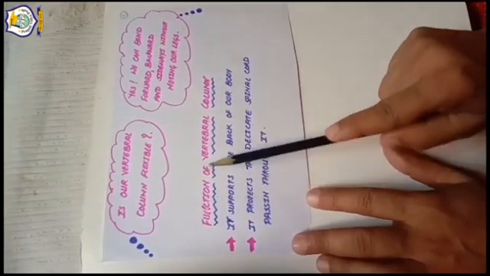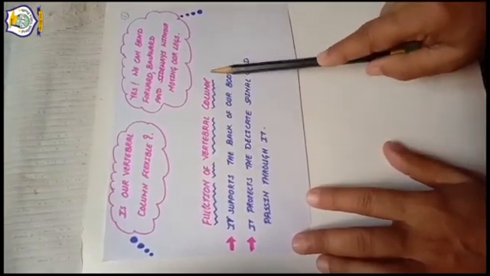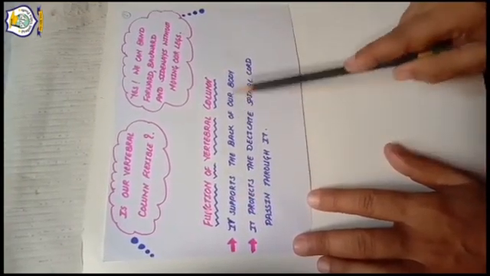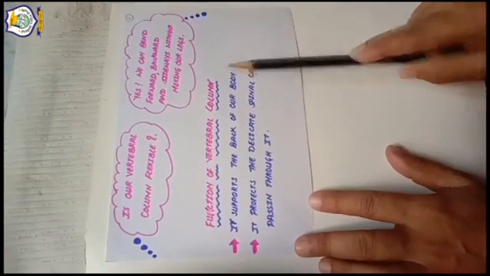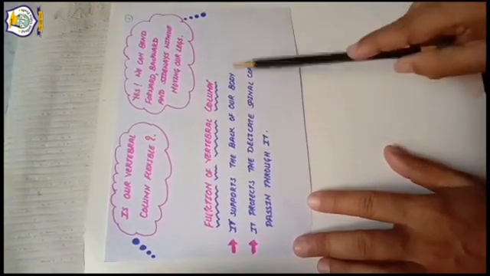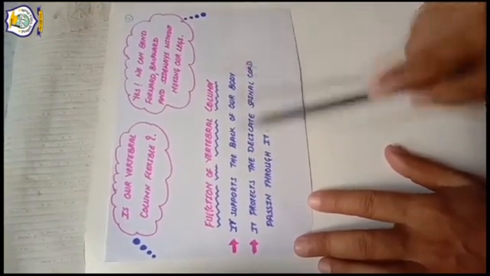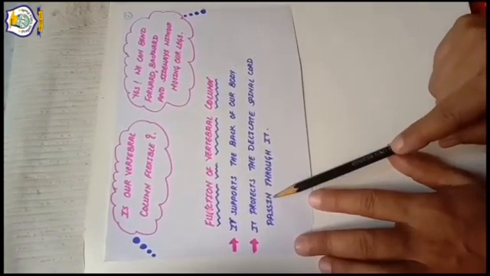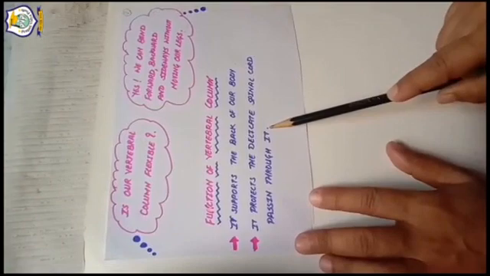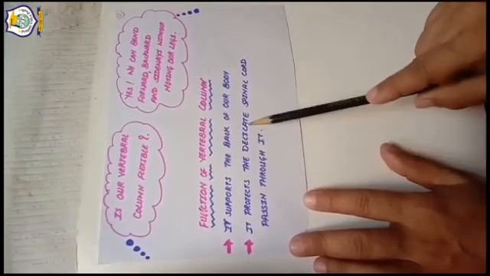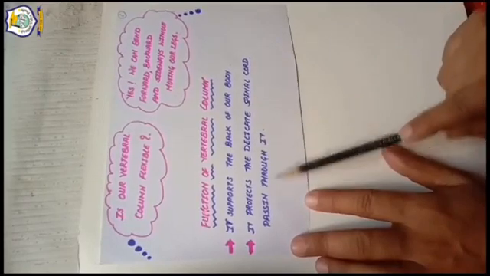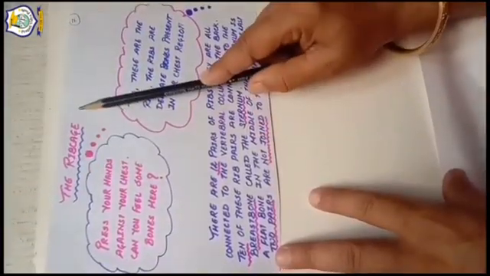Now, the functions of the vertebral column. The first function is that it supports the back of our body. It also protects the delicate spinal cord passing through it. The spinal cord is a very delicate part which passes through the vertebral column.